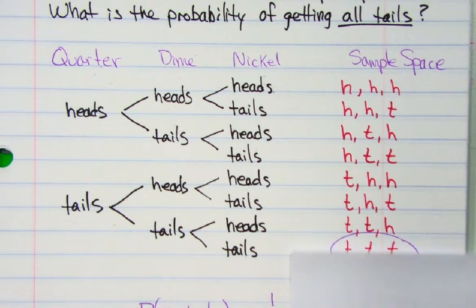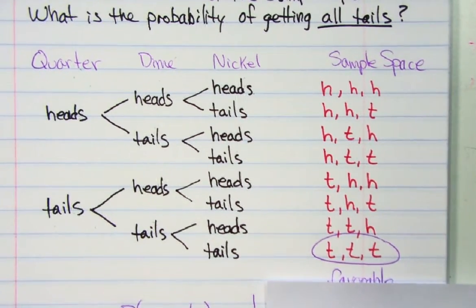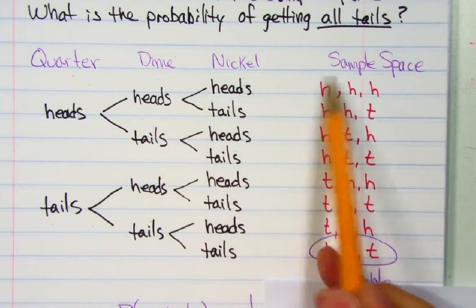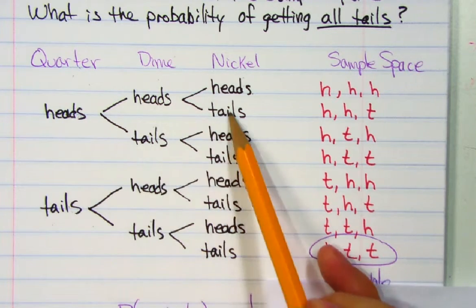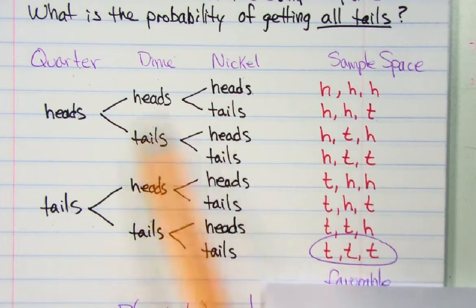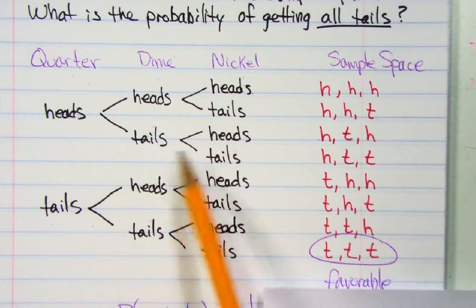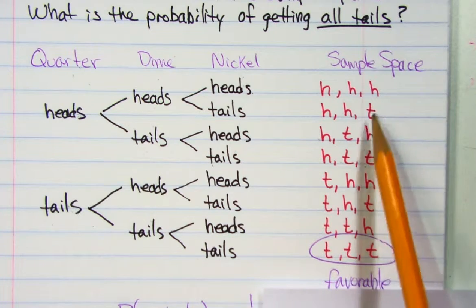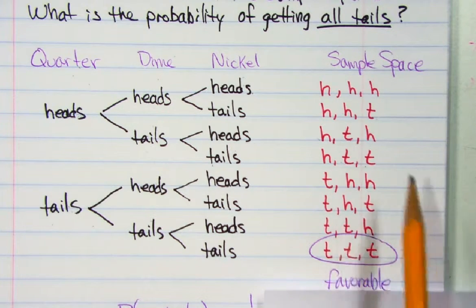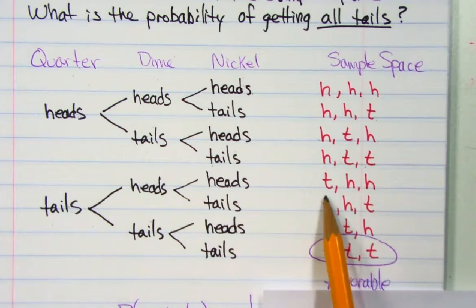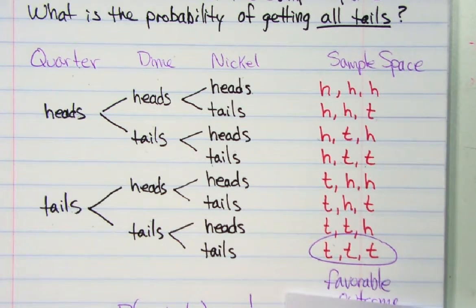So the sample space is given over here. I just used letters. I could choose all heads: quarter, dime, and nickel, all heads. I could do heads, heads, tails. Heads, tails, heads. Heads, tails, tails. And you can see the listing on there. So the total number of outcomes in the sample space is 1, 2, 3, 4, 5, 6, 7, 8. There are 8 in the sample space.